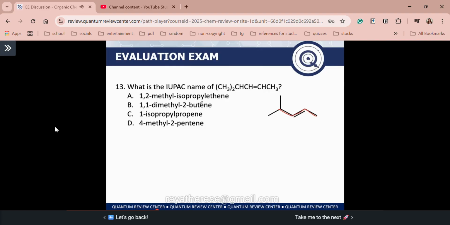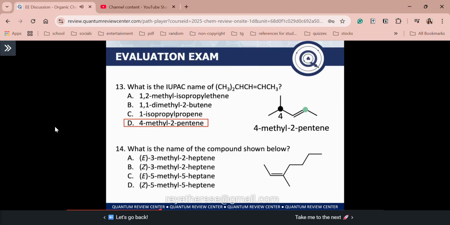Remember, we should position the alkene at the lowest carbon position. So that's why we should start numbering at the right side. This is C1, this is C2. So at the C2 position, we have an alkene. For our parent compound, how many carbons do we have? 1, 2, 3, 4, 5, 2-pentene. Class, the answer is very obvious. Let's just double check if we really have a methyl substituent at the C4 position. And as you can see here, we have a methyl at the C4 position. Answer is letter D, 4-methyl-2-pentene.